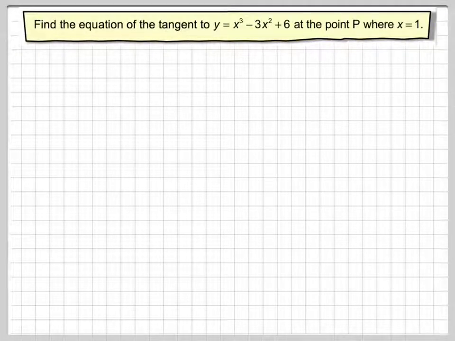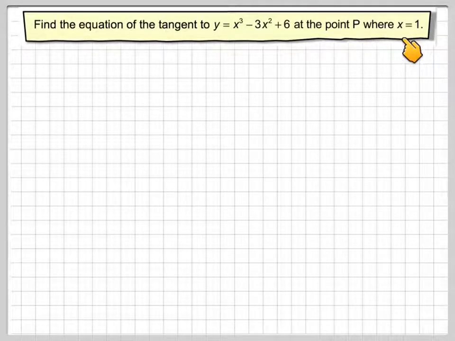In this video we're going to find the equation of the tangent to the curve, rather than actually find the gradient at a particular point. Find the equation of the tangent to the curve y is equal to x cubed minus 3x squared plus 6 at the point P where x is equal to 1.